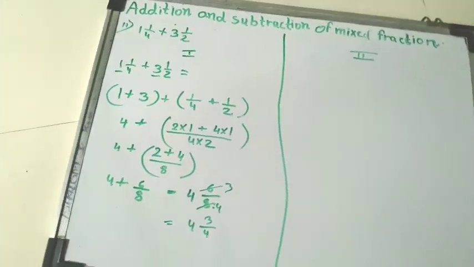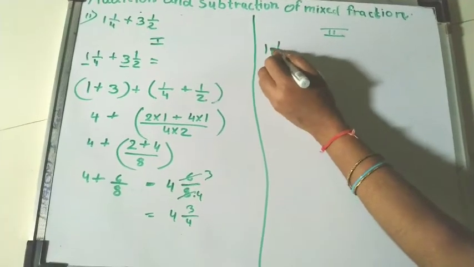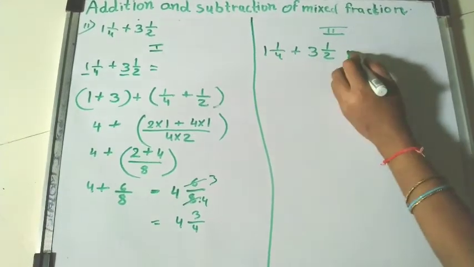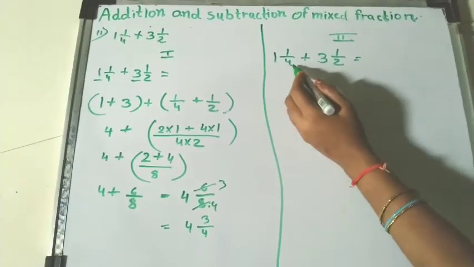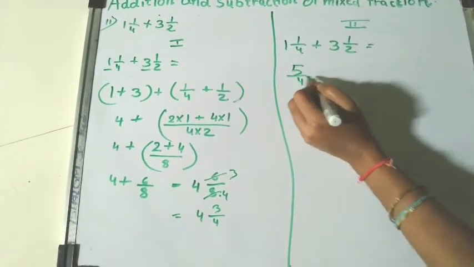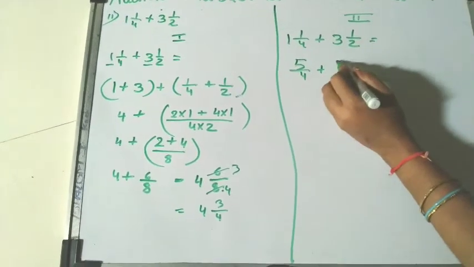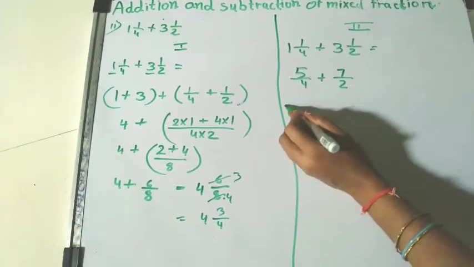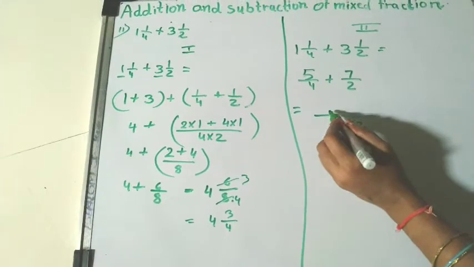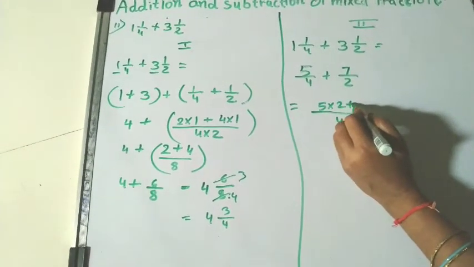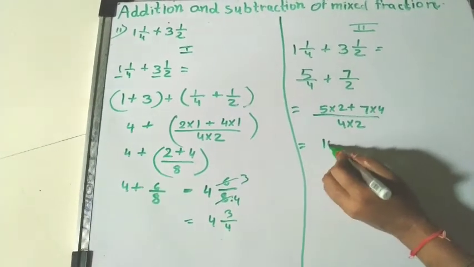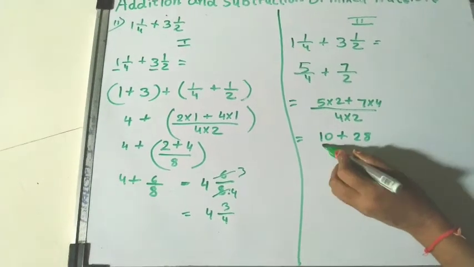Next, the second method is to write 1 and 1 by 4 plus 3 and 1 by 2. How to write it? At first change into improper fractions. How to change? 4 ones are 4 plus 1, 5 by 4, plus 3 twos are 6 plus 1, 7 by 2. Now we will take the LCM, 4 into 2, then 5 into 2 plus 7 into 4. It means 10 plus 28 by 8.